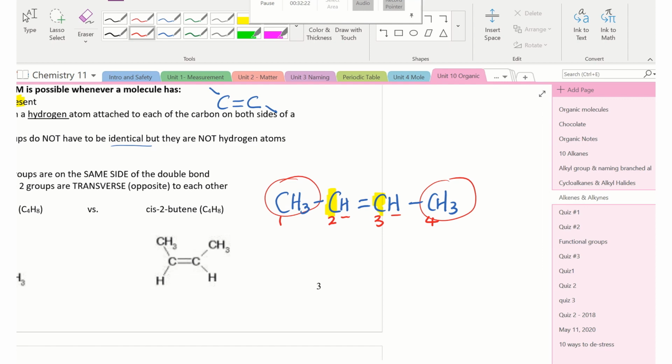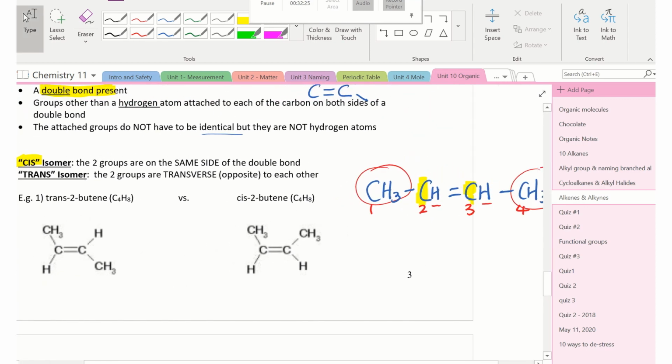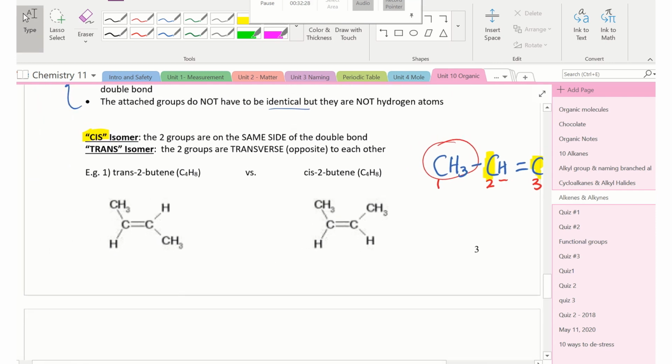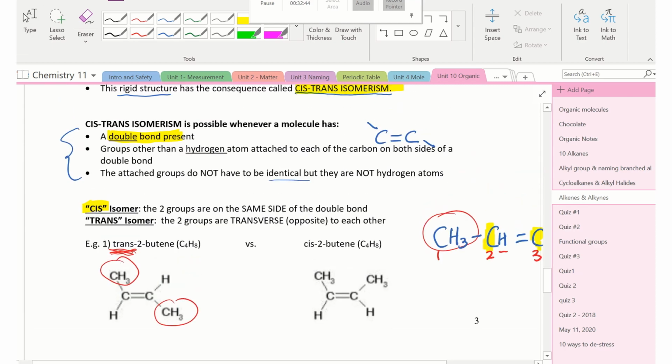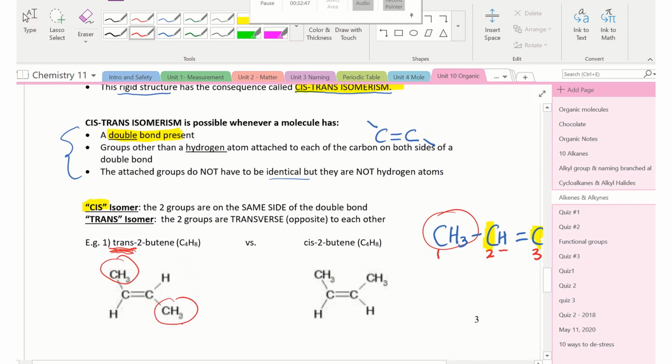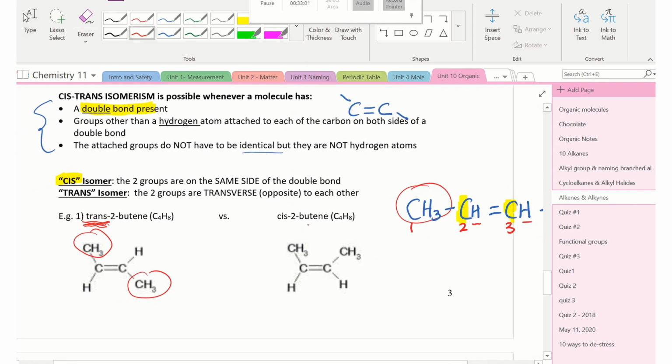Now, for this structure, there are two different ways because of the double bond. You can either draw it like this, when the CH3 and the CH3 are on the opposite ends of each other. So this is called trans 2-butene. Trans means they are opposite. These two groups are not hydrogen and they don't have to be identical, but in this case they are identical. Okay, so this is trans 2-butene, whereas cis means the same side.